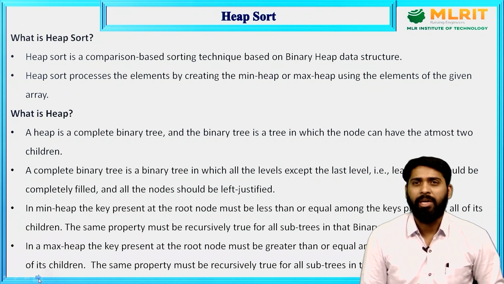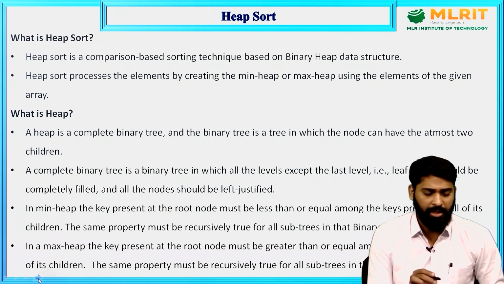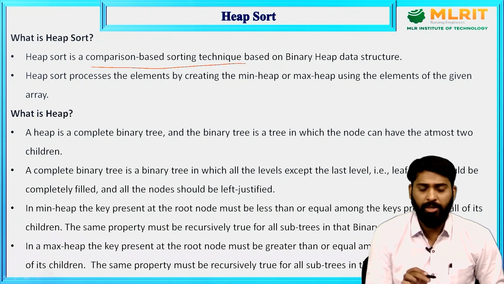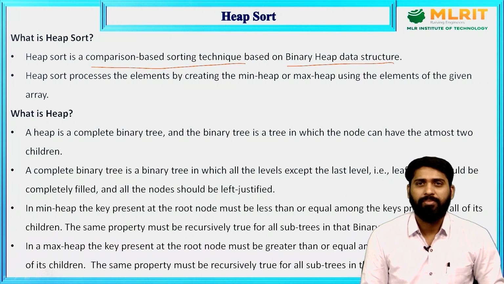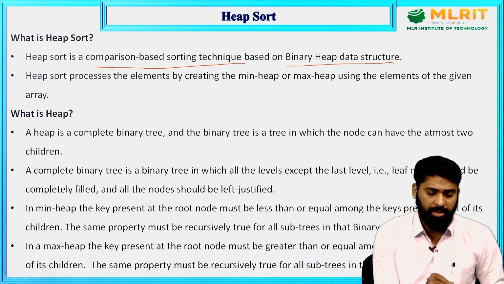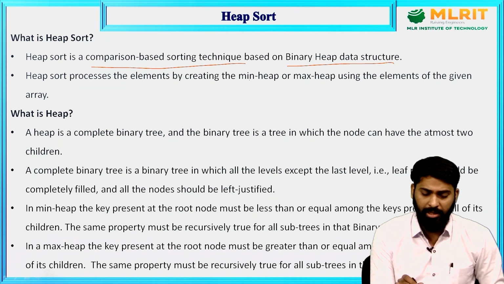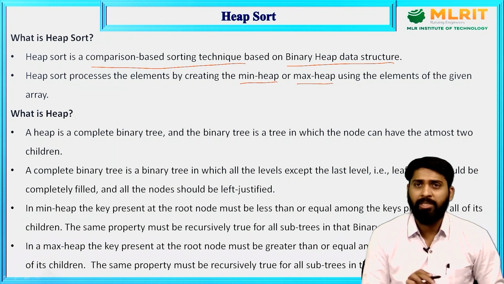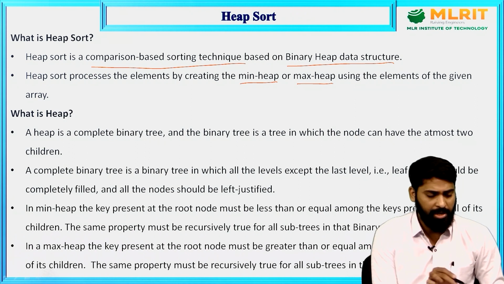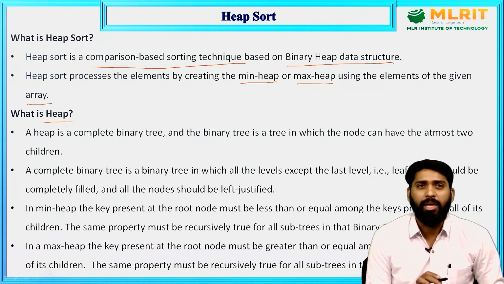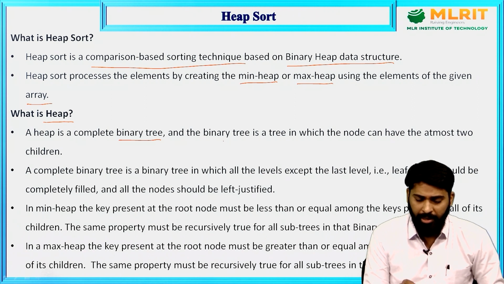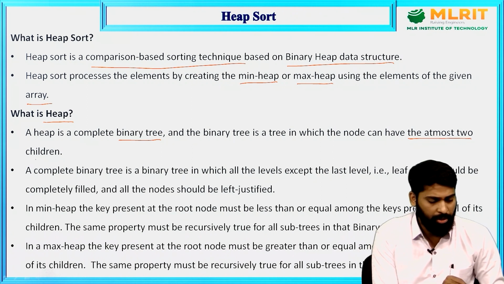So what is heap sort? Heap sort is a comparison based sorting technique based on the binary heap data structure. Heap sort processes the elements by creating a min heap or max heap using the elements of the given array. So what is a heap? A heap is a complete binary tree, and a binary tree is a tree in which a node can have at most 2 children.